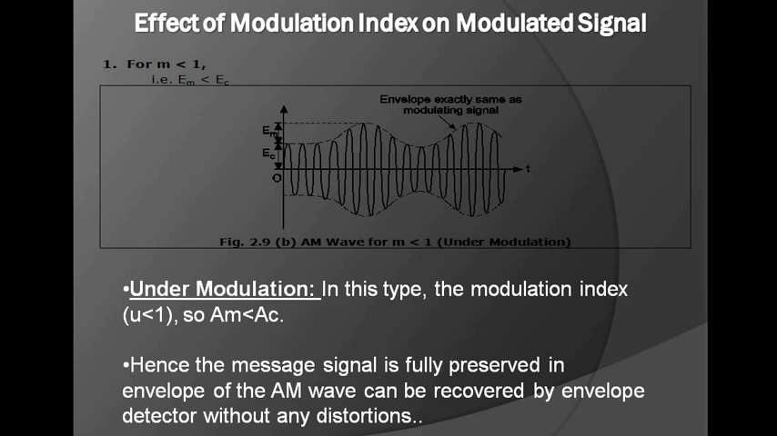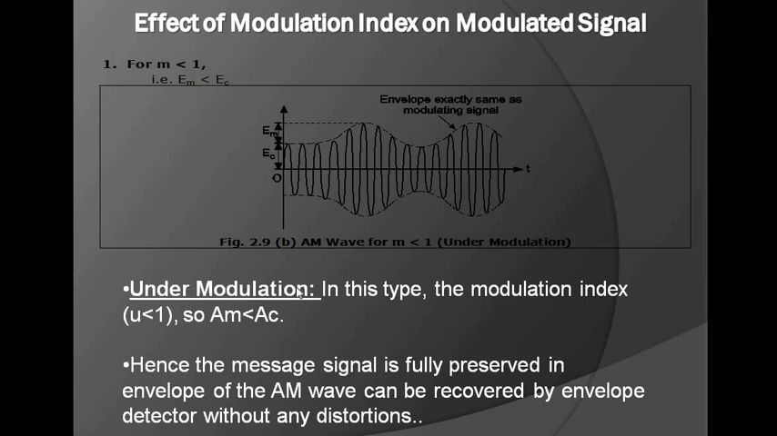The effects of modulation index on the modulated signal are categorized into 3 types. First one is under modulation, second is critical modulation, and third is over modulation. We will see each one by one. First we will see the modulated signal. You have seen how your modulated signal will be. This is the first one, under modulation.